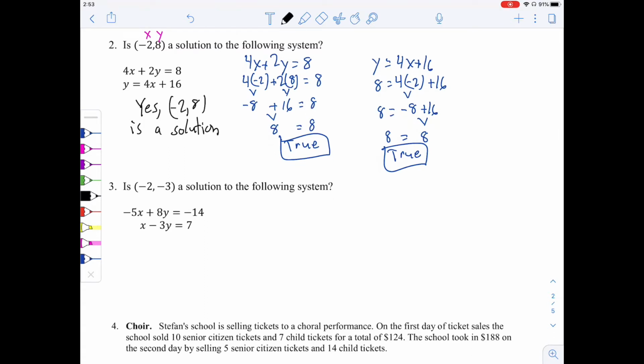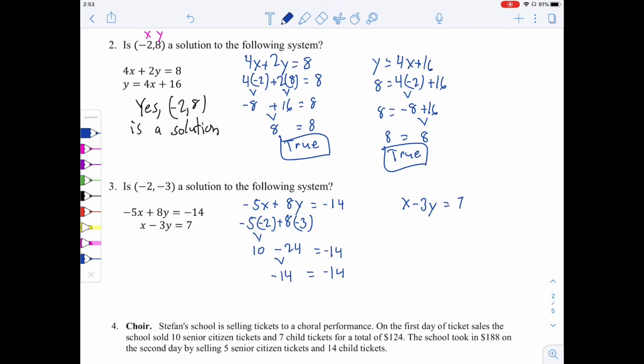Okay, let's try the next one. Same thing again. Write your two equations. Negative 5x plus 8y equals negative 14, and x minus 3y equals 7. So we're going to see if the left side is equal to the right side. So negative 5 times our x value, negative 2, plus 8 times our y, negative 3. We'll see if that comes out to be negative 14. So this is positive 10 minus 24. This is negative 14, that is correct. So this is true.